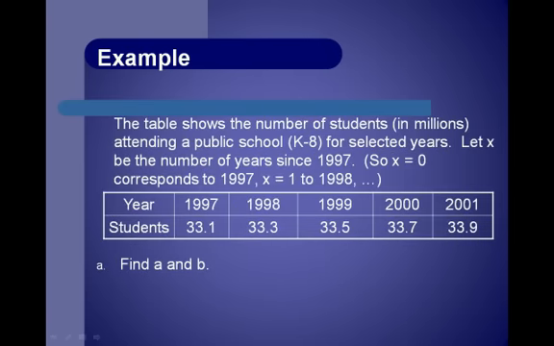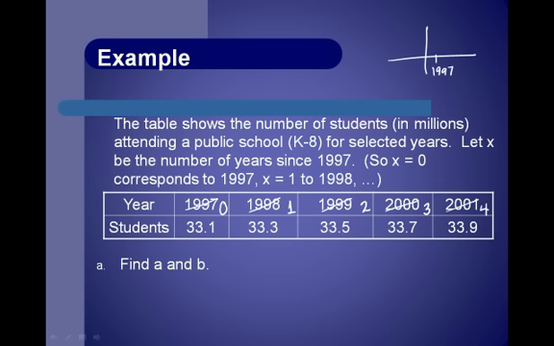Another example. The table shows the number of students in millions attending a public school K through 8 for selected years. Let x be the number of years since 1997. So when we set up our table, we're basically shifting our graph back so that if we were doing a big graph, we wouldn't have to start it with 1997. We could start it back at 0. So we're going to call this year 0, this year 1, this year 2, 3, and 4. That way we're not going to have to worry with those really large numbers.